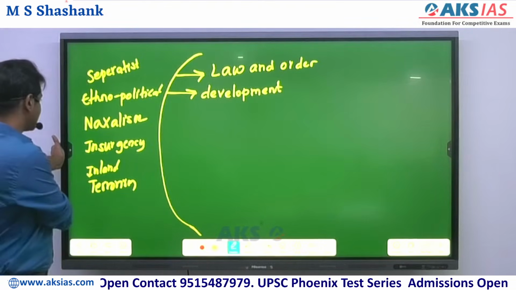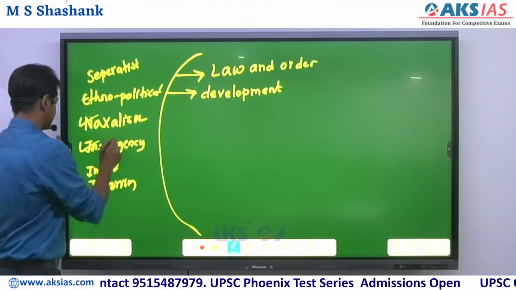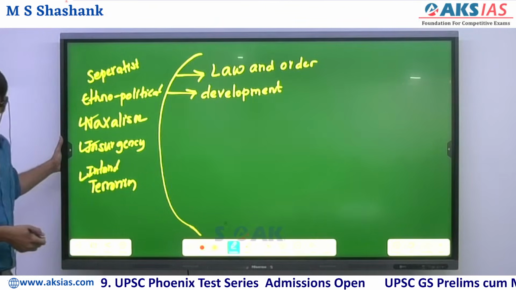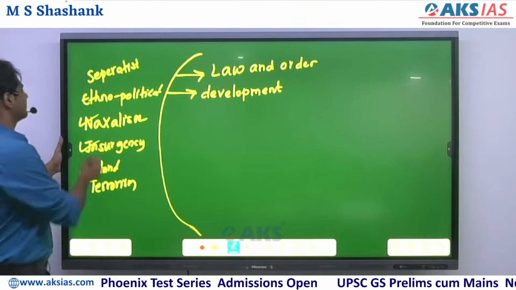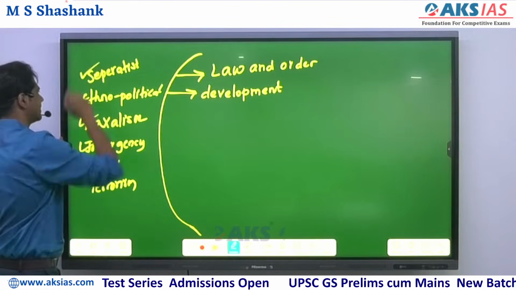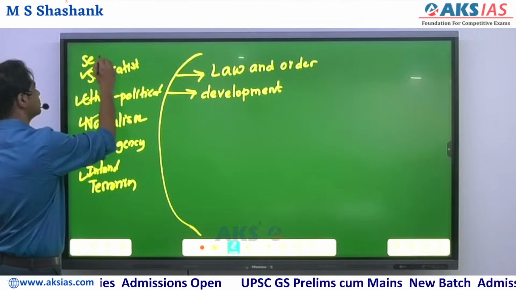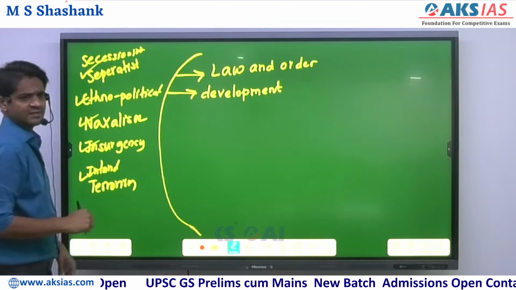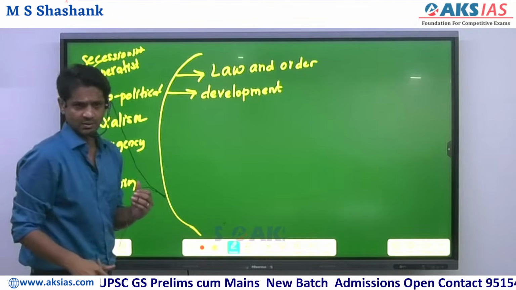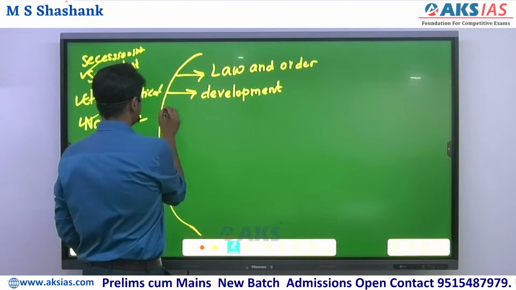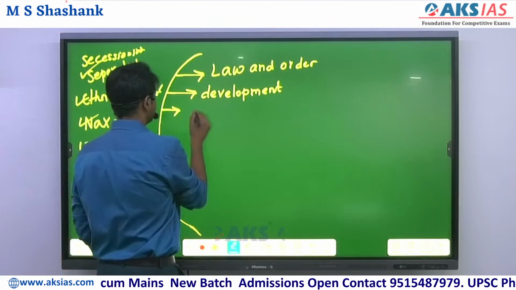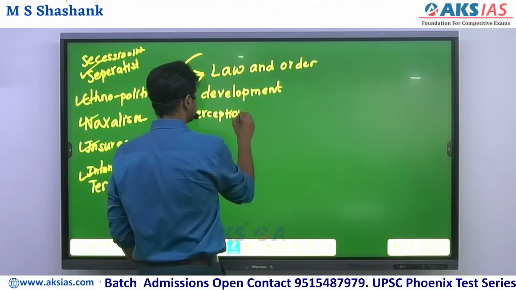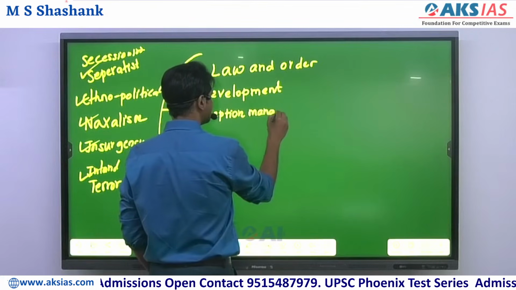So all of this is very, very important. Naxalism or insurgency in Northeast India, or inland, homegrown terrorism in Jammu and Kashmir, also ethno-political movements or separatist movements, even secessionist movements in different parts of the country. You need to write it very comprehensively with necessary analytical depth. Okay, so law and order, development, then perception management. Perception management is equally important.